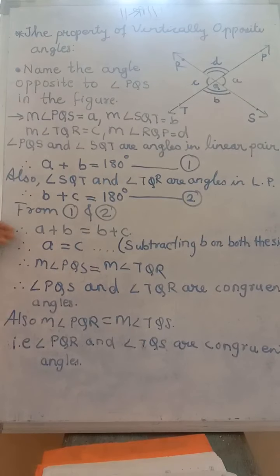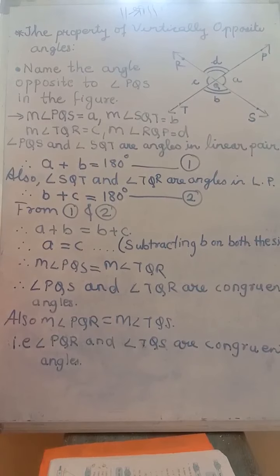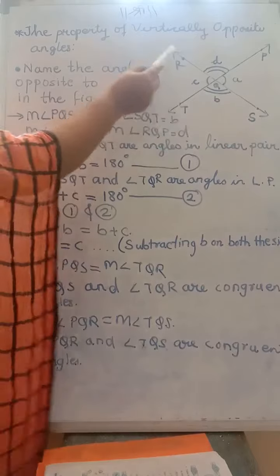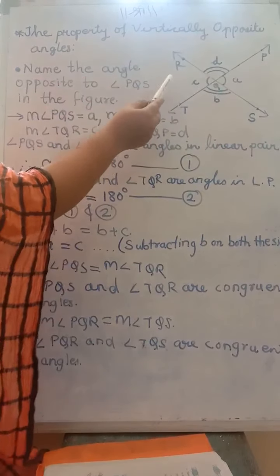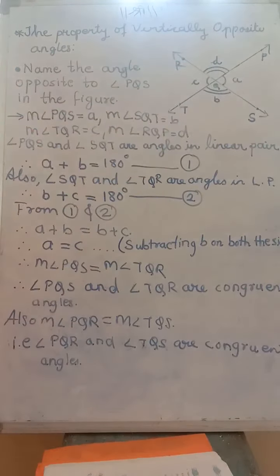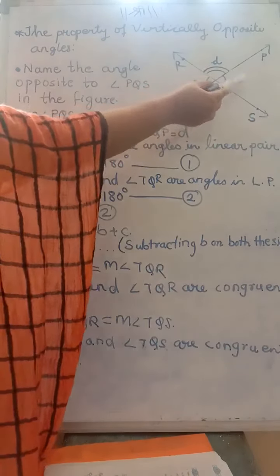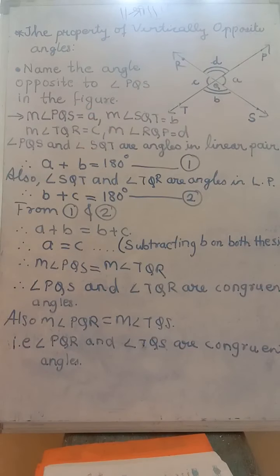So this is the property of vertically opposite angles, and through the property we learn that when two lines intersect each other, vertically opposite angles are formed and they are of equal measure. Means if this is 20, this will be 20. So this is the property of vertically opposite angles. Now I think we have finished the notes till the definition of opposite angle.